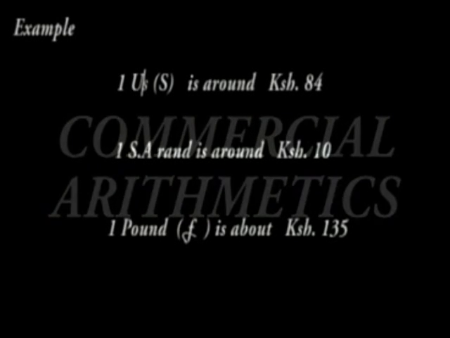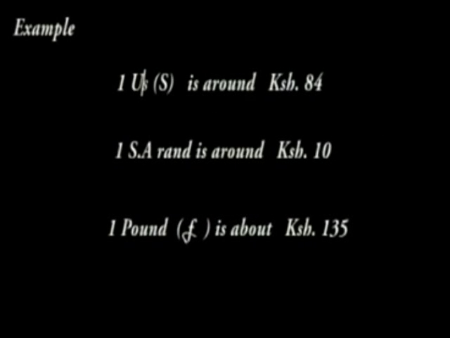Now, commercial arithmetics. Different countries use different currency as their medium of exchange. However, some currencies such as the US dollar, sterling pound, and euro are widely acceptable all over the world as a medium of exchange. The currencies are held to different values. For example, 1 US dollar is around 84 Kenya shillings, 1 South African rand is around 10 Kenya shillings, and 1 sterling pound is about 135 Kenya shillings.